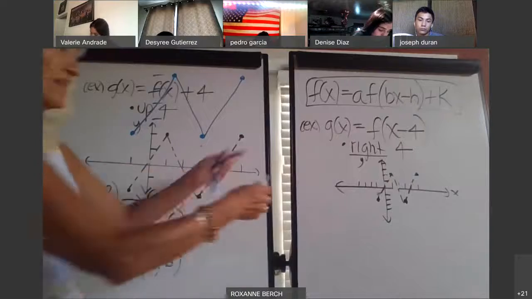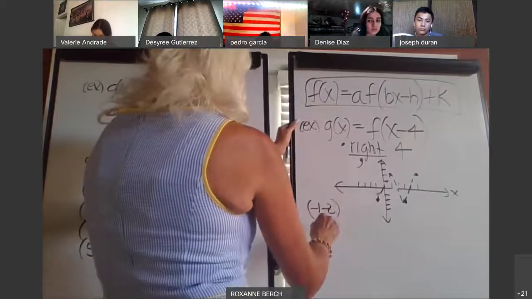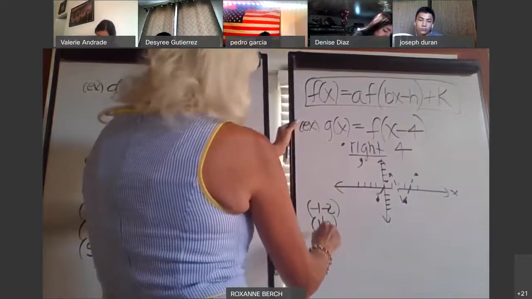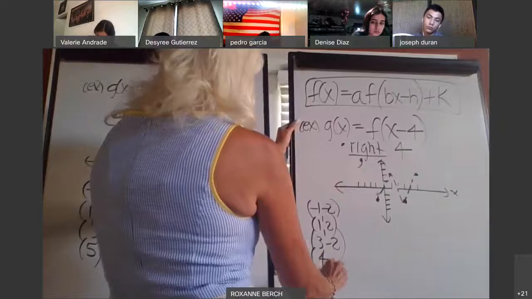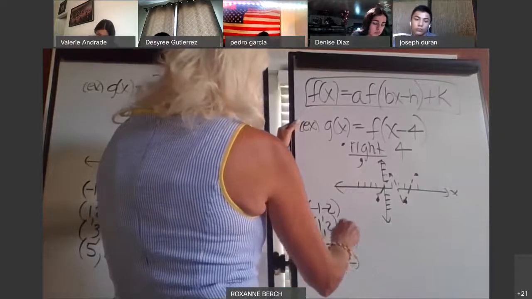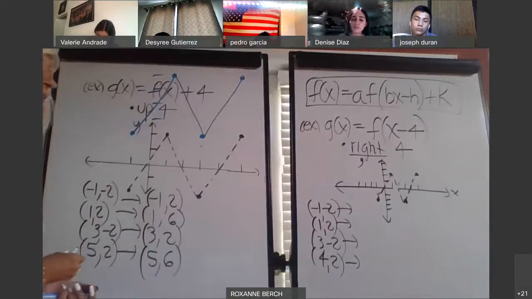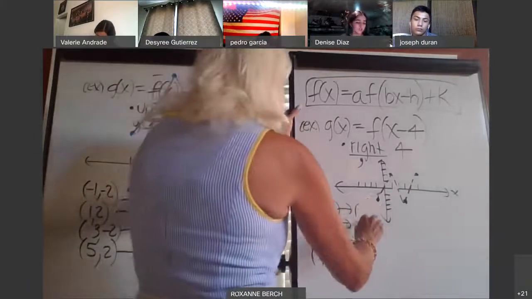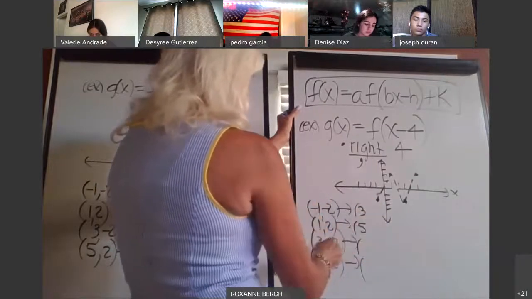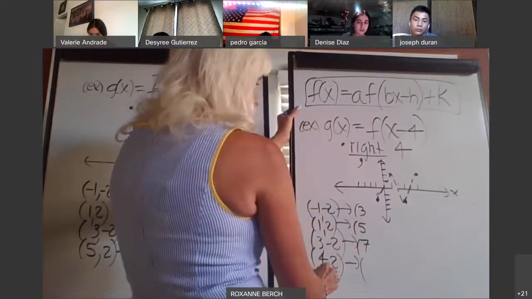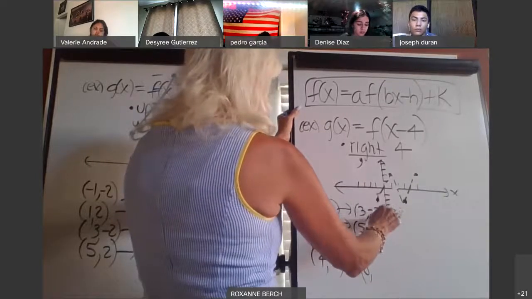And we're going to take those points that we see: left one down 2, right one up 2, right 3 down 2, and right 4 up 2. So those are just points that represent the graph. And now right 4 means add 4 to the x. So add 4 would be a 3, add 4 would be a 5, add 4 would be a 7, add 4 would be what, an 8? The y values stay the same.